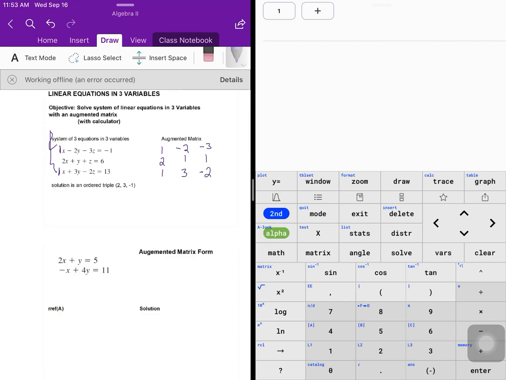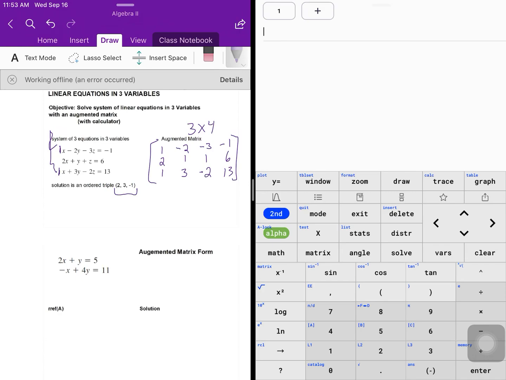And now I'm going to have a fourth column for all the answers to my equations. So -1, 6, and 13. And there's my augmented matrix. In fact, this one is a 3 by 4. And I'm always going to have one extra column with those solutions. Here is my ordered pair that ends up being my solution. So x was 2, y is 3, and z is -1. And I'll show you how you get there.